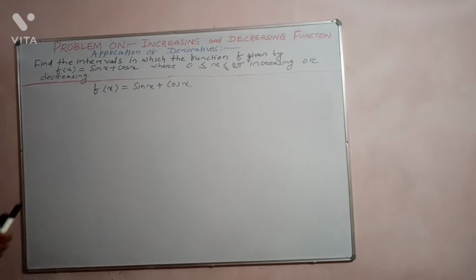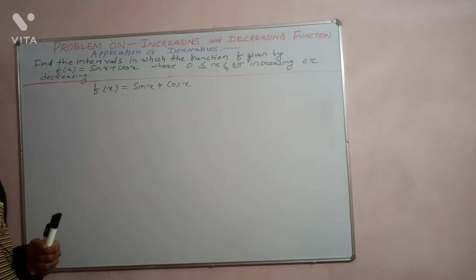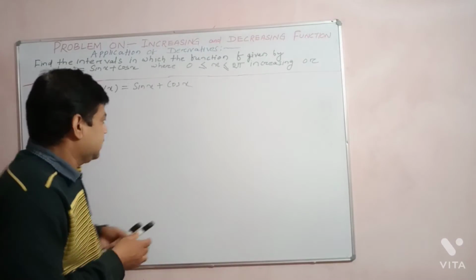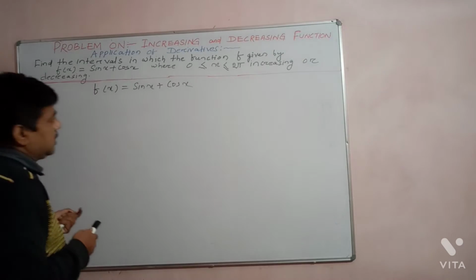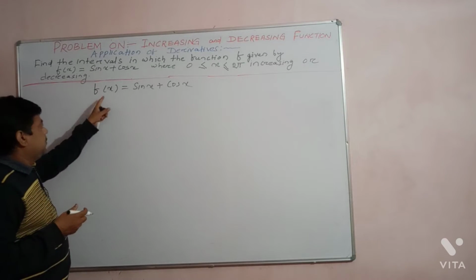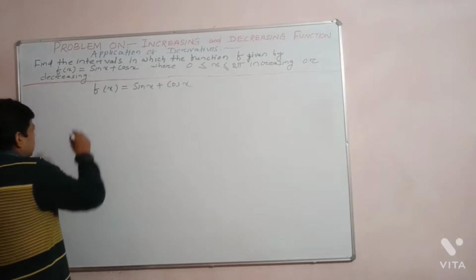We have to find the intervals in which a function f, defined by f(x) = sin x + cos x, is increasing or decreasing in the interval 0 ≤ x ≤ 2π. Understood? Here the function is given as f(x) = sin x + cos x. We have to find the intervals in which f(x) is increasing or decreasing. Understand the question? The interval is given as 0 ≤ x ≤ 2π.